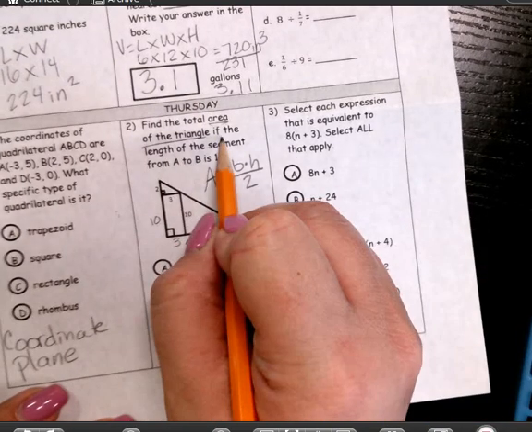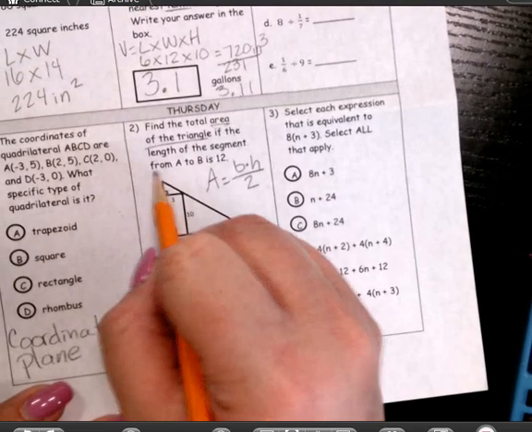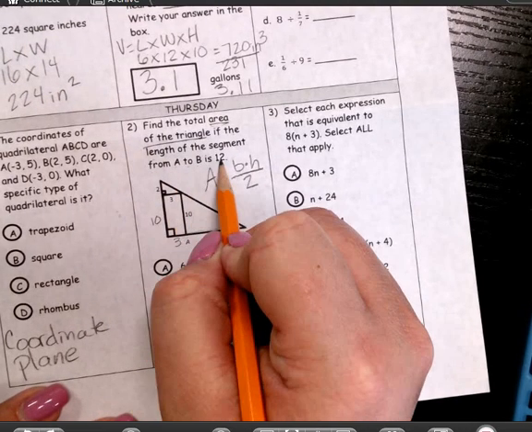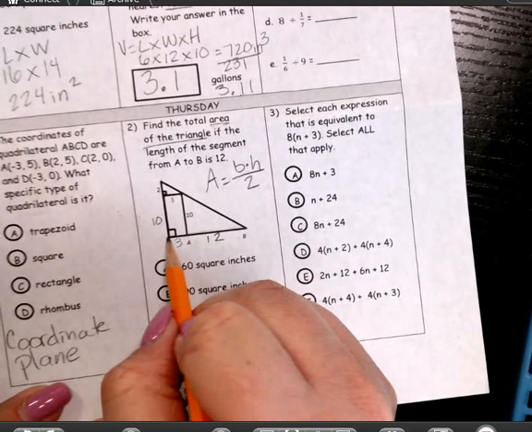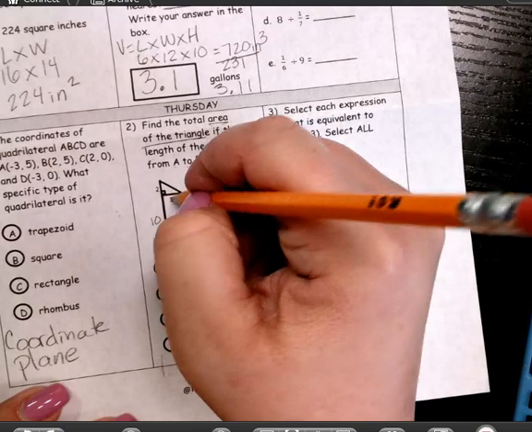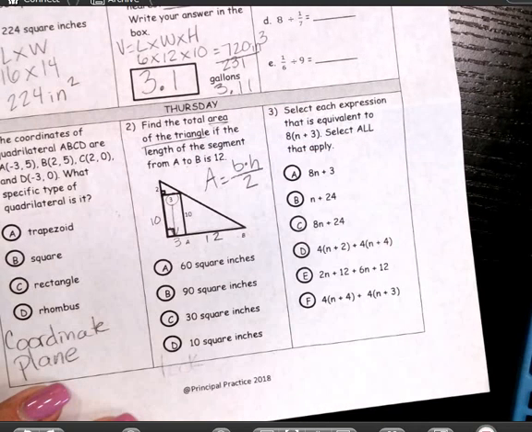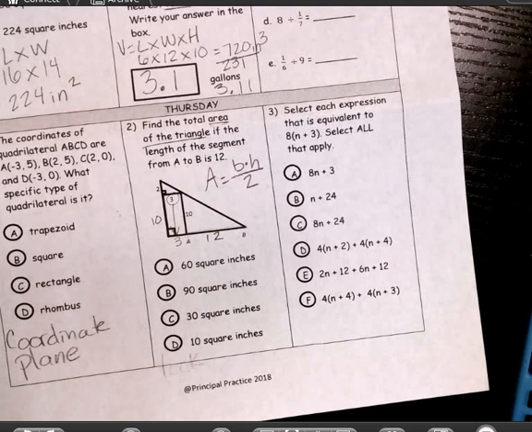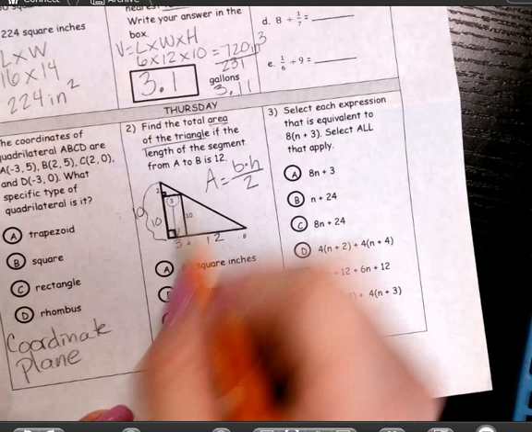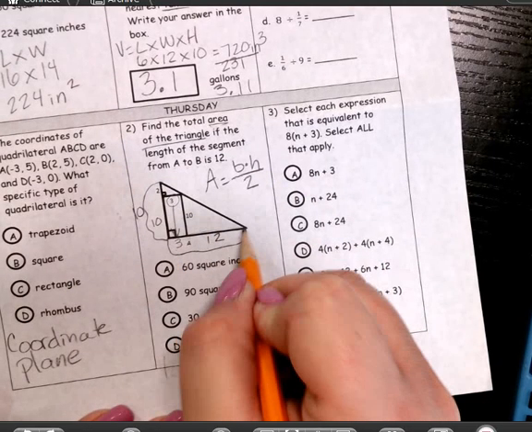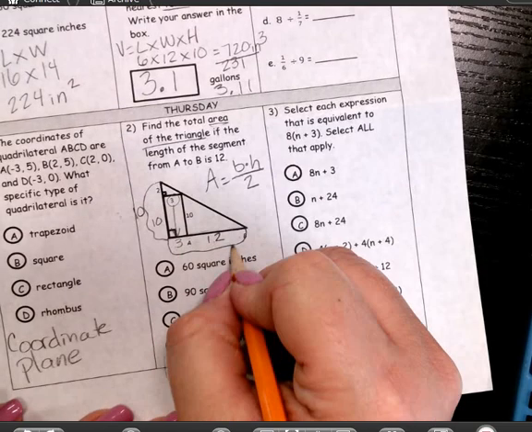But it says the length of the segment from A to B is 12. So from A to B is 12. Well, from the corner to A is 3, because I have that information right here, and I know opposite sides of a rectangle are the same distance. So now my height would be this whole distance, and that's going to be 10. And my base is going to be this whole distance, and 12 plus 3 is 15.